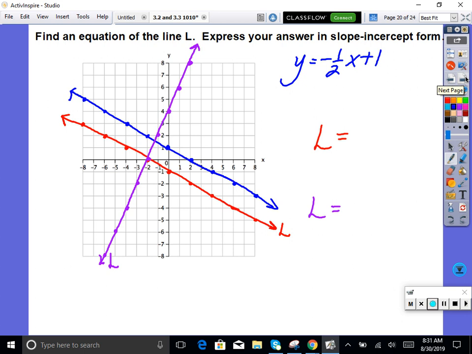Okay, so it says right here, find the equation of line L. Express your answer in slope-intercept form. So everybody, we have 2 line L's, red line L, purple line L. And we are given the equation of the blue line. Everybody see? So let's look at our purple line here.